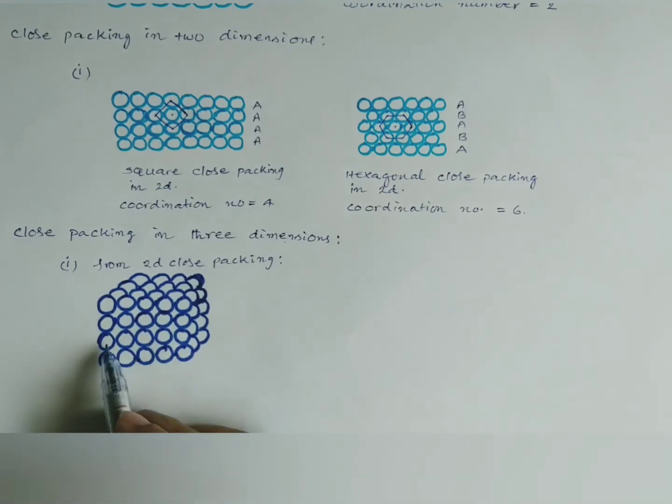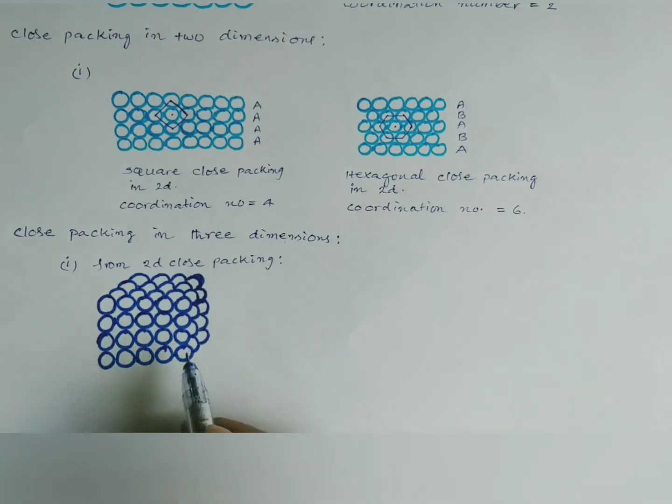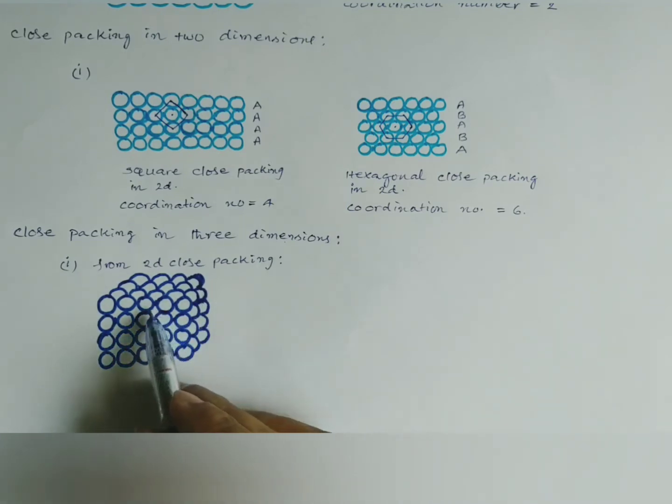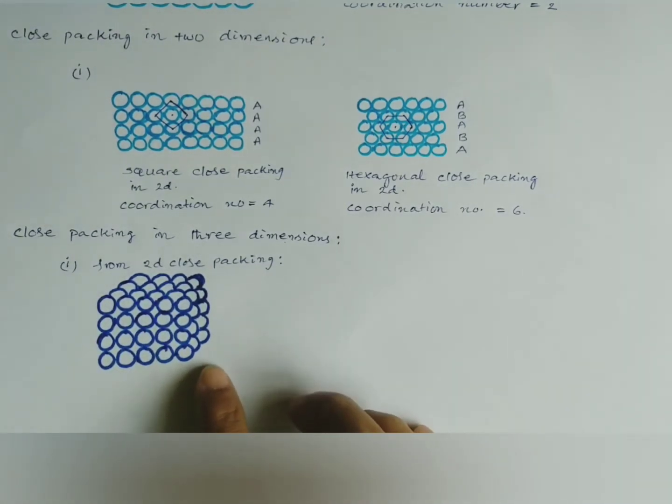So there is perfect alignment of atoms horizontally and vertically. So this type of packing is known as AA type of packing, because take any two consecutive layers, they are identical. This type of packing leads to the formation of a simple cubic unit cell.